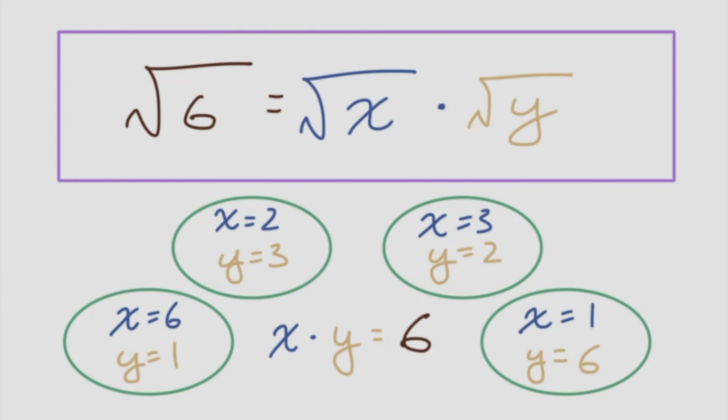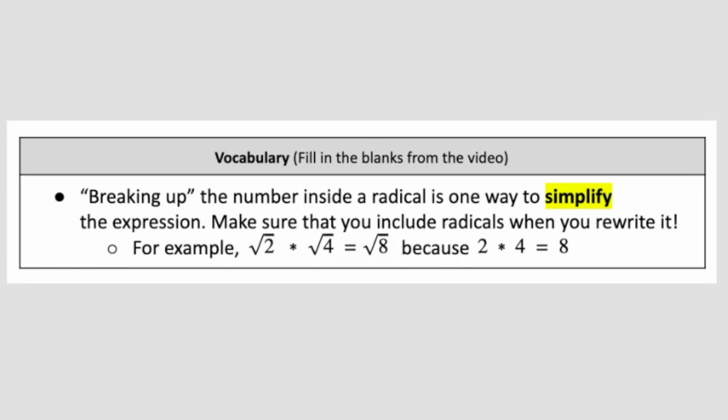Let's move on to the vocabulary. Basically, what are we doing here? We're trying to break up this number that's inside a radical in order to simplify it. Simplifying is really important, as you will see later. For now, just make sure you know that this is all a part of a simplifying process. Make sure you include radicals when you rewrite it as well. For example, root 2 times root 4 is equal to root 8 because 2 times 4 is equal to 8. Do not forget the radicals on top of the 2 and the 4 when you compare it to root 8.